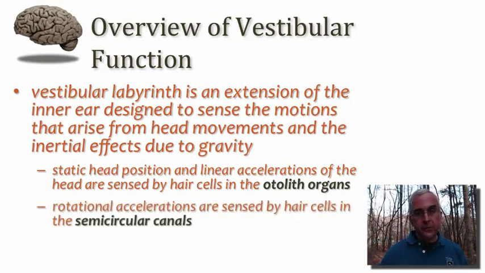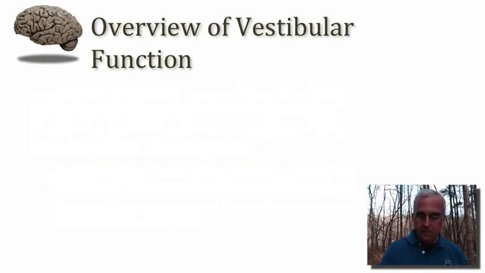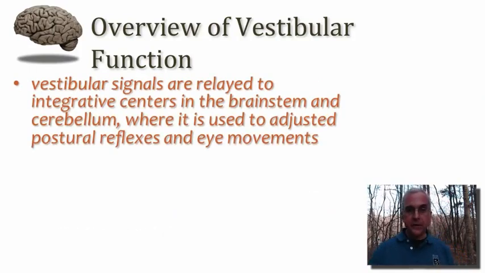Then there are the semicircular canals, and the canals sense rotational accelerations, and within both kinds of membranous organs, there are hair cells, and the deflection of the stereocilia of these hair cells is what accomplishes sensory transduction in these different divisions of the vestibular labyrinth. So in this tutorial, I really want to focus on what happens next.